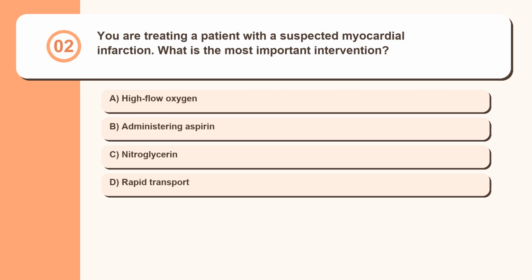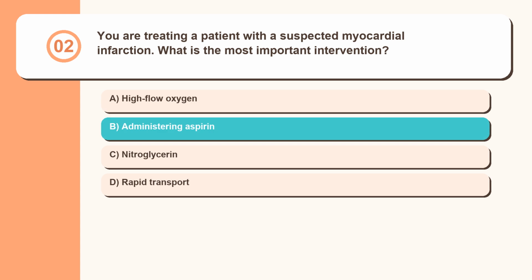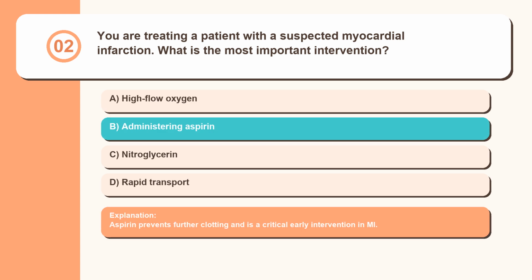Question 2. You are treating a patient with a suspected myocardial infarction. What is the most important intervention? High-flow oxygen, administering aspirin, nitroglycerin, rapid transport. Aspirin prevents further clotting and is a critical early intervention in MI.